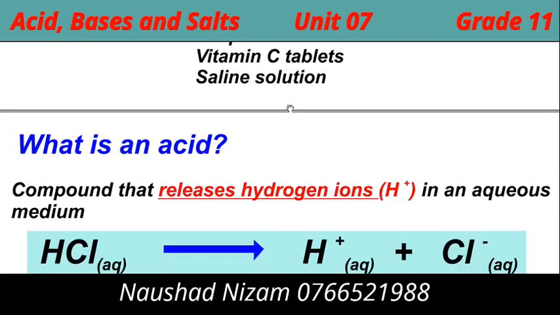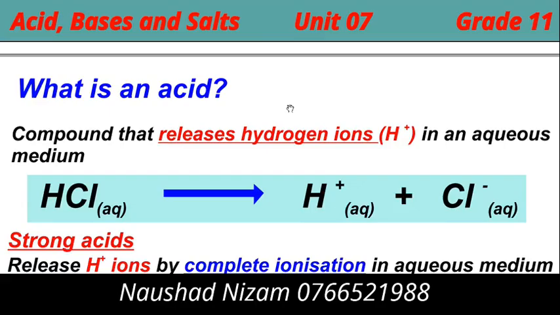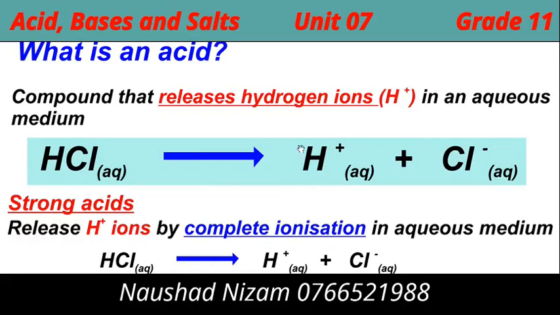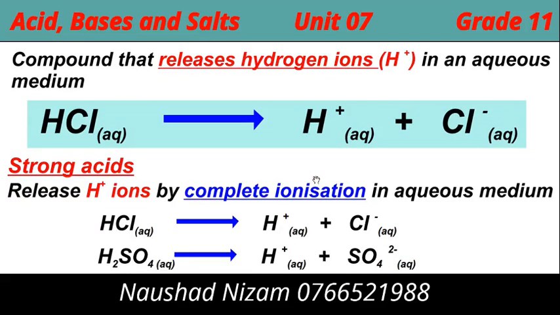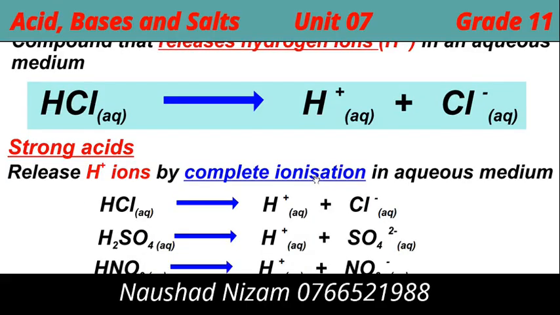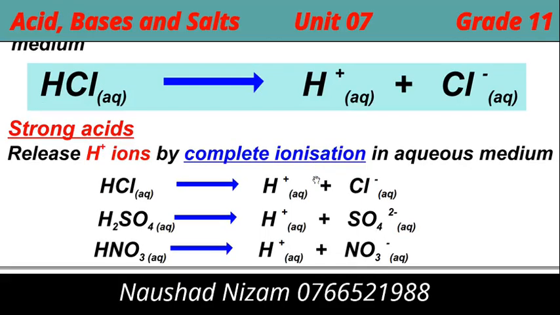And when it comes to the definition of an acid, you know that acids are the compounds that release hydrogen ions in an aqueous medium. So when you dissolve acids in water, we say aqueous medium, this compound will release H plus ions. So any compound which releases H plus ions, we say is an acid. And as far as acids are concerned, there are two types of acids. We say strong acids as well as weak acids.